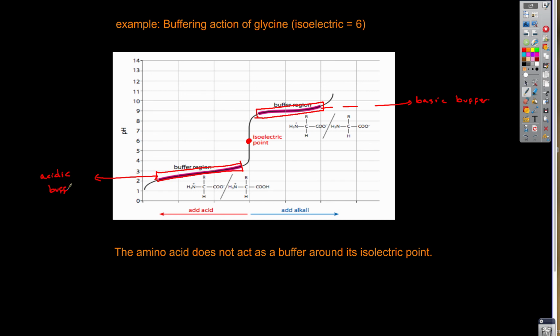So there are different ways that you can make buffers. You should remember they maintain their pH when a small quantity of acid or base is added to it. In the next slide, we are going to look at a typical calculation of the pH of a buffer.